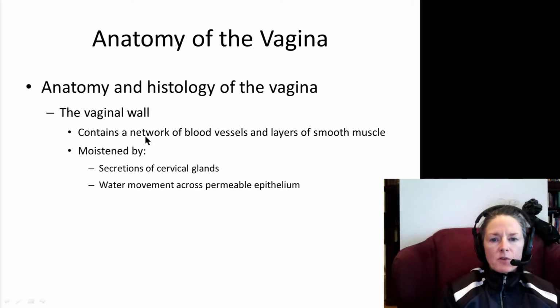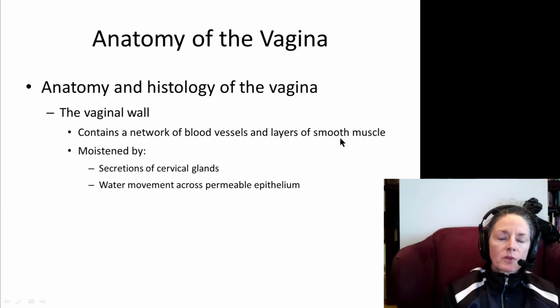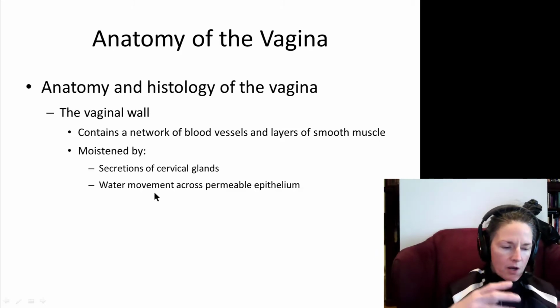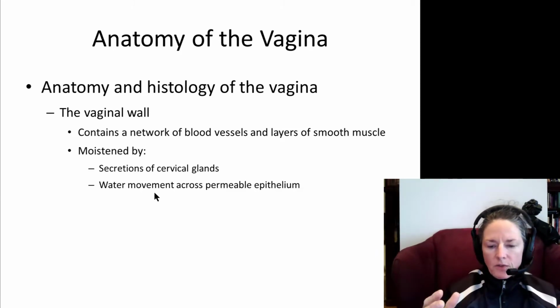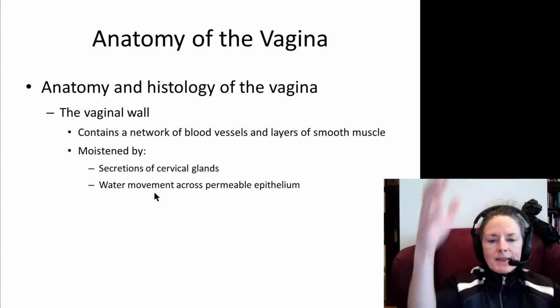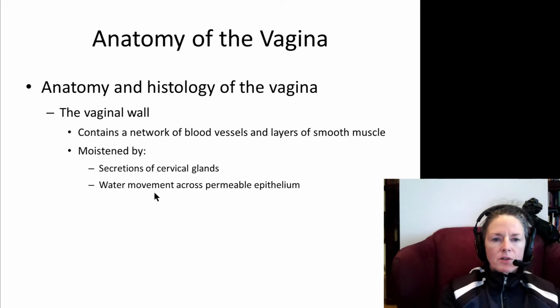All right, so the vaginal wall also has blood vessels and layers of smooth muscle as well. We're going to have some secretions by some cervical glands of the uterus, and we're also going to have a permeable epithelium that allows water to move across it. So we've got plenty of resources to create mucins, mucus, and other things that are going to allow for the easy expulsion of things through the vagina.